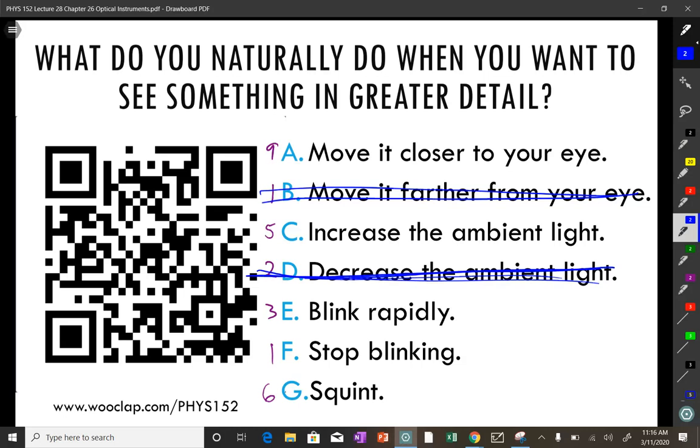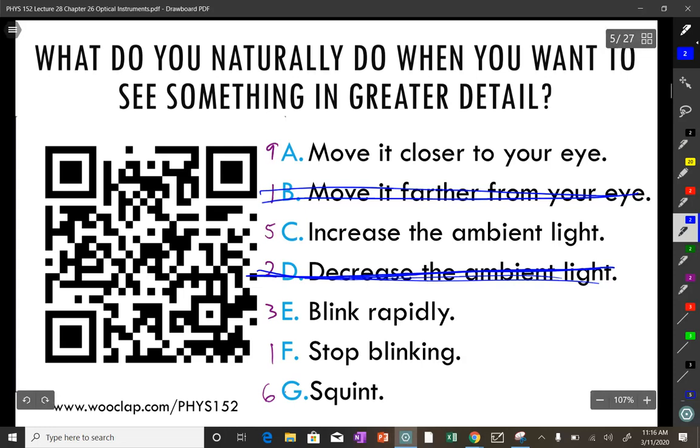The other ones, increase the ambient light, that is going to help. It's going to help because we talked about yesterday, there's a physiological response. That iris is going to close down, make it a smaller pupil. And with the smaller pupil, you have a better resolution. You can see more detail because it's better focus if your focus isn't perfect. Now, if your focus is perfect, it doesn't help. But who has perfect vision?